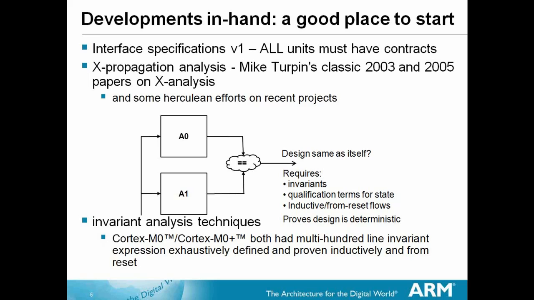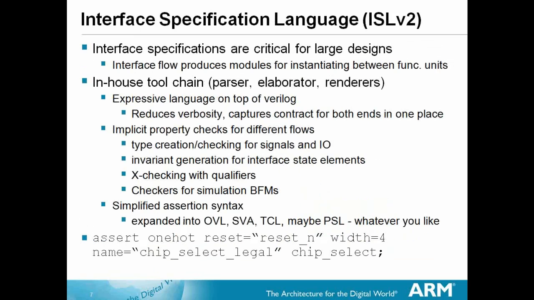And invariant analysis techniques. So this is a way of us effectively stating what the reachable state space of the design is and proving this exhaustively. And we have various flows inductively and from reset. An interesting fact here on this slide is the Cortex M0 Plus had a gigantic multi-hundred-line statement which talks about the reachable state space of the design. I haven't got a code shot here for you, but someone else used one in a slide once, and it was pretty impressive.